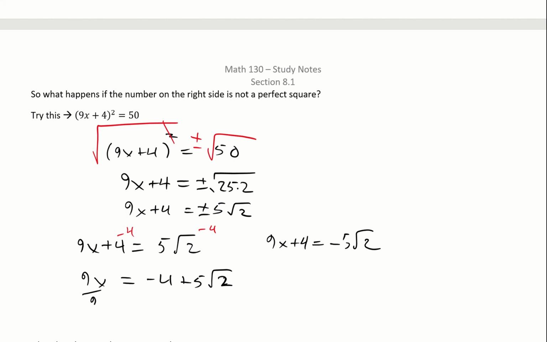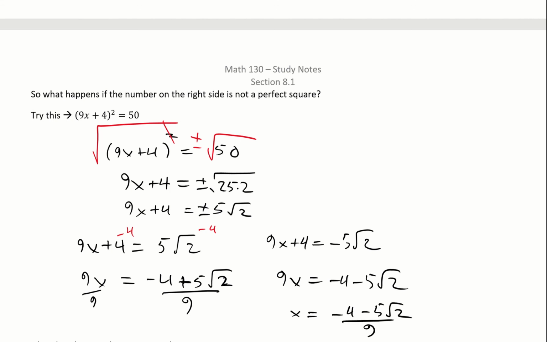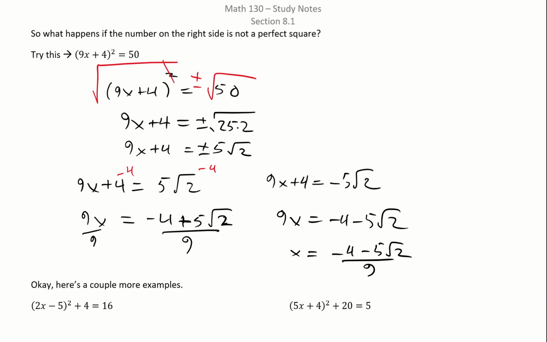And then you can divide by 9 however you want to. The book will put everything over 9 if you want to. Same story over here. 9x is equal to minus 4 minus 5 radical 2. And then x is minus 4 minus 5 radical 2 over 9. And then you won't see this answer in the book. What you'll see instead is this. They'll put these together, or they'll do it all together at once, and I'll show you that on one of these examples. But you will find the answer looking like minus 4 plus or minus 5 square root of 2, all over 9.